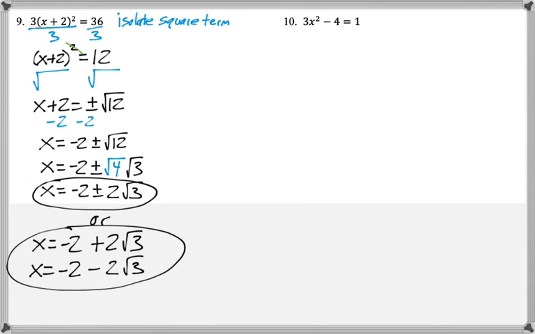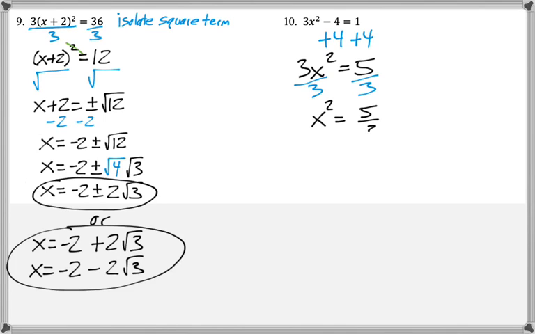On question number 10, my first step is to isolate the x squared. So I want to add 4 to both sides, and then I want to divide both sides by 3. So now I can get rid of the square by taking the square root of both sides. So x is equal to plus or minus square root of 5 over 3.